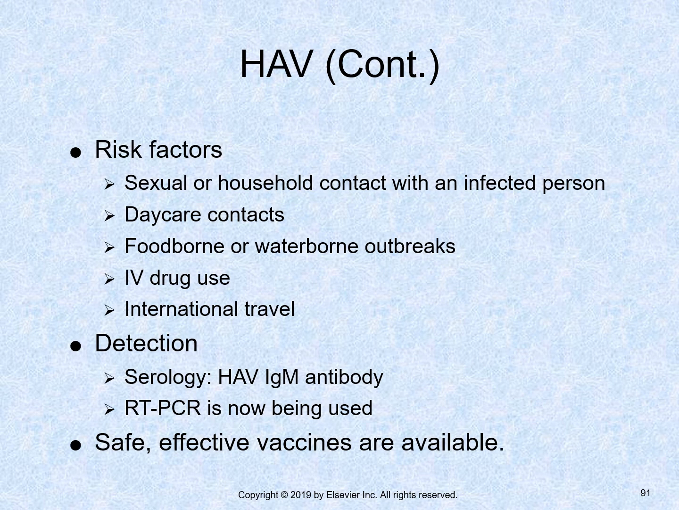Risk factors for contracting hepatitis A virus include sexual or household contact with an infected person, daycare contacts, foodborne or waterborne outbreaks, IV drug use, and international travel. Hepatitis A virus is detected using serology methods, such as the hepatitis A virus IgM antibody. Real-time PCR is also now being used. There are vaccines available that are safe and effective for hepatitis A virus.